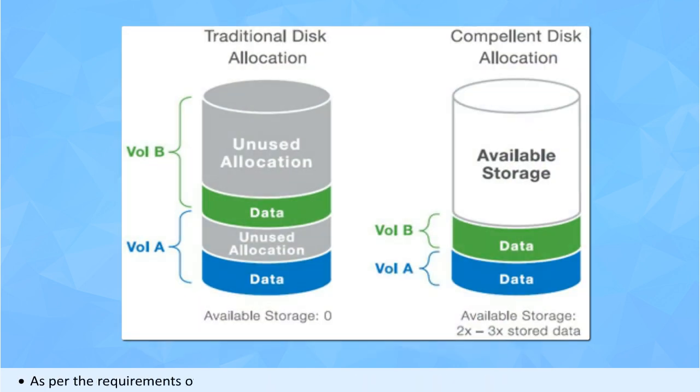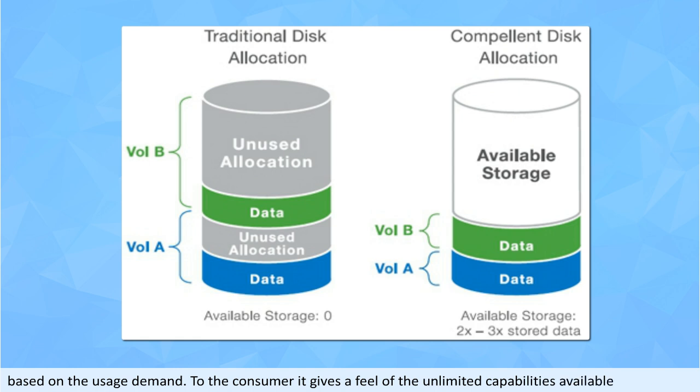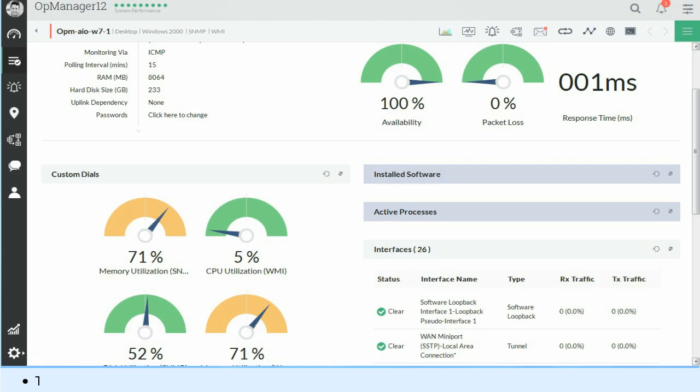As per the requirements of the cloud consumer, capabilities can be increased or decreased automatically based on the usage demand. To the consumer, it gives the feel of unlimited capabilities available all the time. The usage of cloud resources can be monitored and controlled automatically.